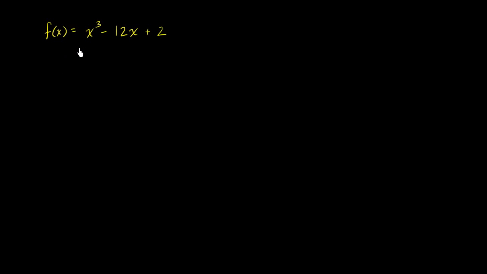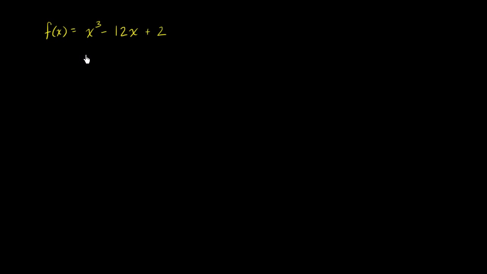We've got the function f of x is equal to x to the third power minus 12x plus 2. And what I want to do in this video is think about at what points does my function f take on minimum or maximum values. And to figure that out, I have to first figure out what are the critical points for my function f, and then which of those critical points do we achieve a minimum or maximum value.